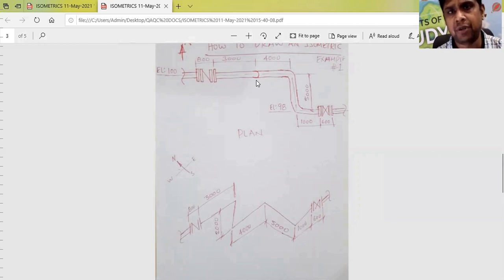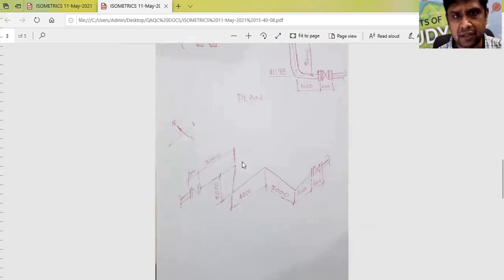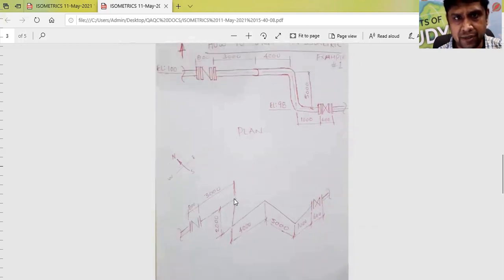Whether it's going up or down, you have to establish by checking the elevation. Here the elevation is 100 and here the elevation is 98. So it means the line is going down. So it will be represented here. The line is going down 2 meters.